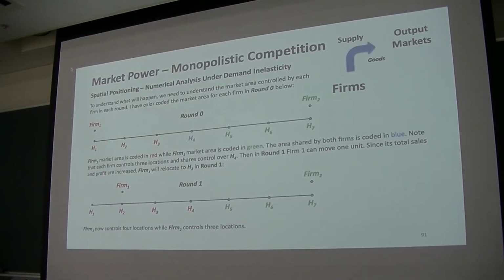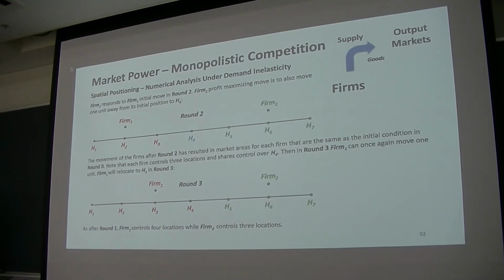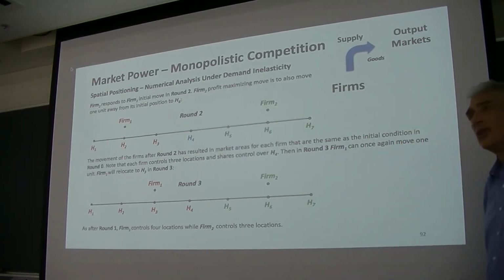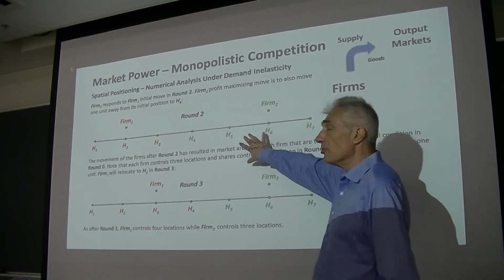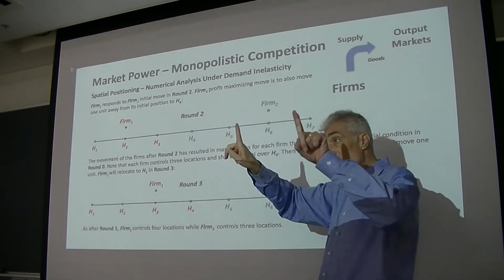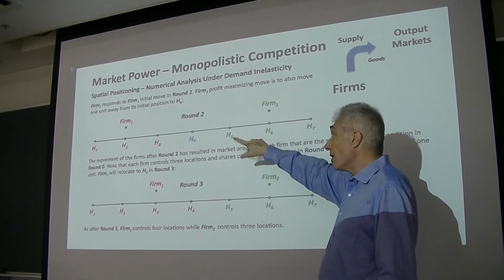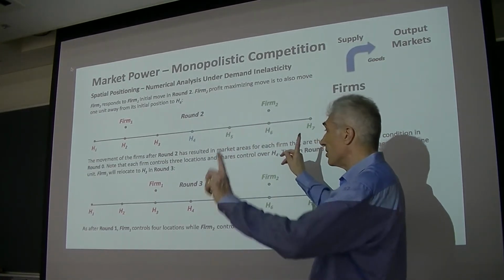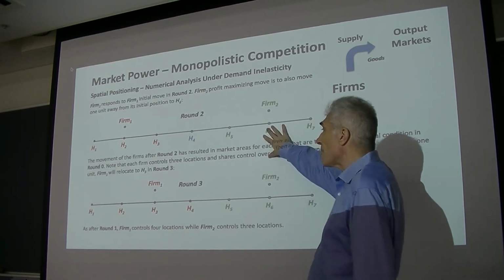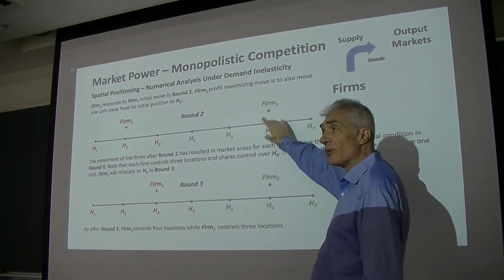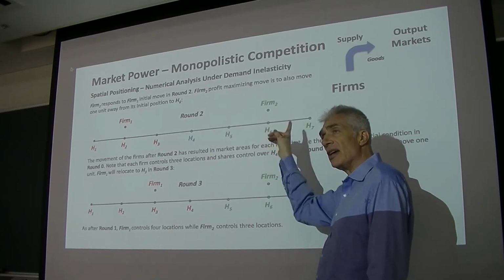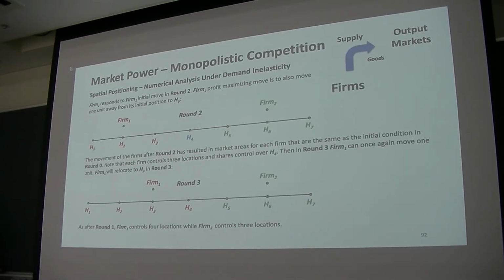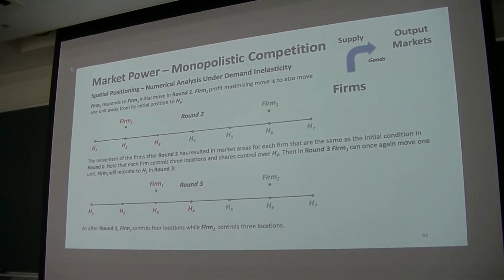Then we go to round 2. Firm 2's optimal move is to move one space. Again, this is not shocking. Now we're back to the original market position. The firms are closer together, but they have the same market, and they're moving towards the center. And again, remember, the demand is inelastic. The cost of moving is positive, but it's the same. That's the assumption here. So the demand is inelastic along the line.